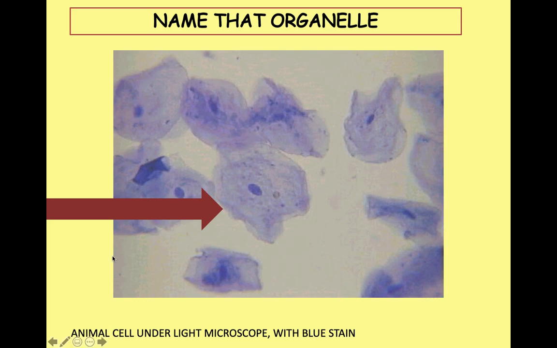Okay, this is an animal cell under a light microscope as well, and they're not naturally blue. The blue is a stain to help you see the different parts. It's pointing to the outside of the animal cell here. So I'd like you to tell me what this outside organelle is.